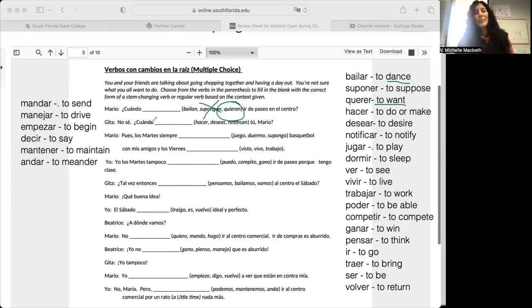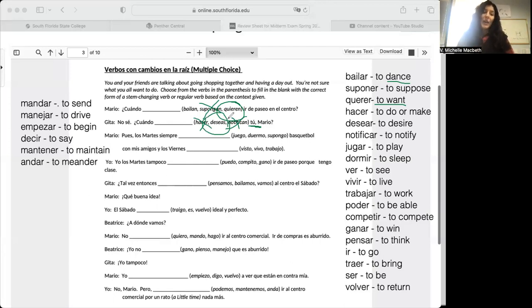And then we have cuando, and then we have three verbs here. Hacer, deseas, notifican. Well, look, we have a subject, and that's tú. Is hacer conjugated for tú? No, it's not actually conjugated at all. So that one we know 100% has to be wrong. Deseas is conjugated for tú, so that's a possibility. Is notifican conjugated for tú? No. So this one is very easy. We know it cannot be either one of those because neither one of them is conjugated in the tú form. So it has to be deseas by default. Okay, let's go to the next thing.